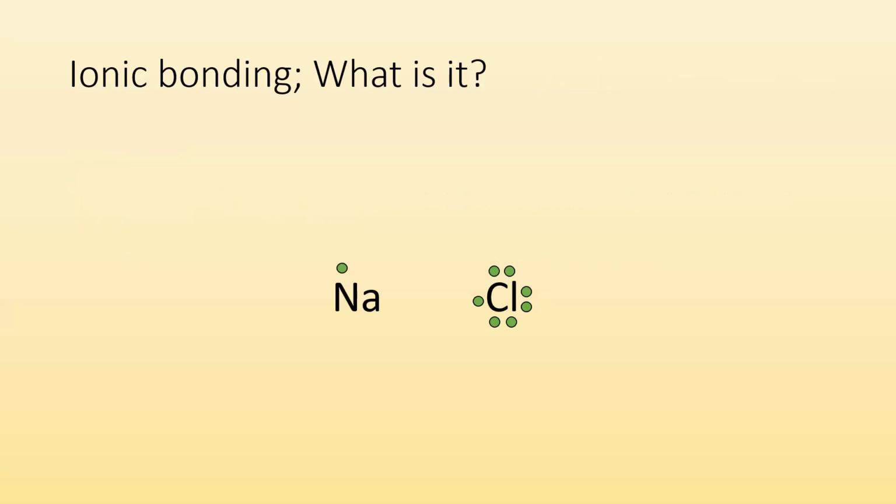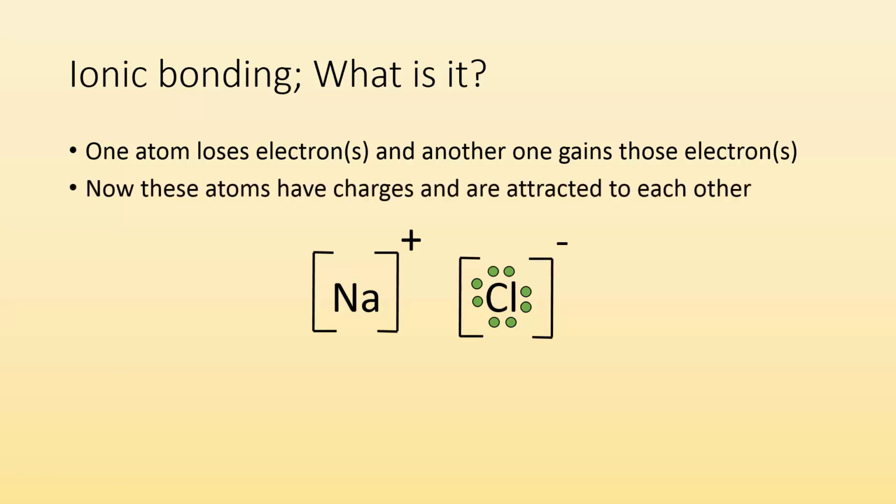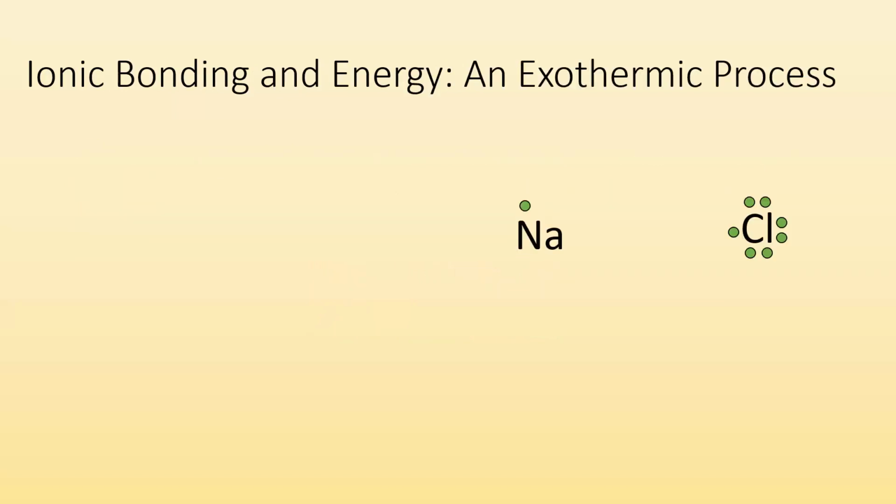So, quick review: ionic bonding, what is it? Basically, one atom loses an electron and another atom gains that electron, or multiple electrons. So here we have sodium lose an electron, giving it to chlorine. Sodium becomes a positive ion because it got rid of a negative electron, and chlorine becomes the chloride ion, a negative charge because it gained a negative electron. So now these atoms have opposite charges and they're attracted to each other. And that's the ionic bond. That's it. Moving on.